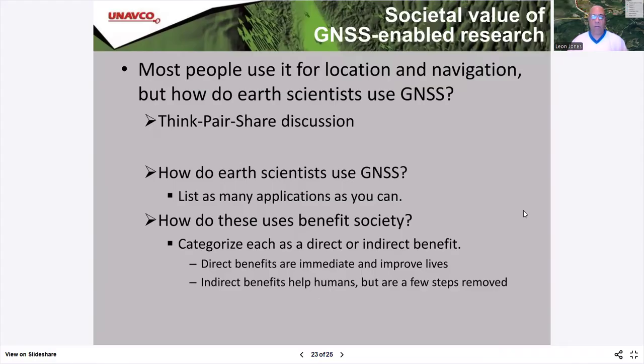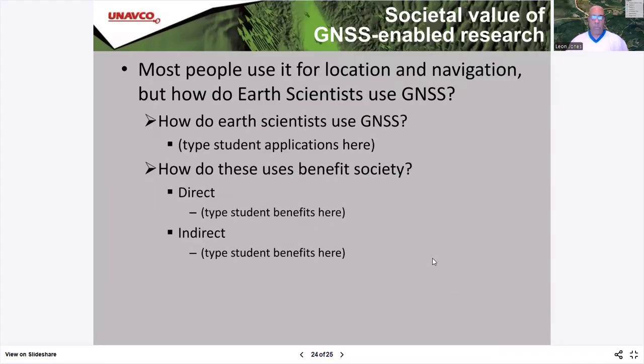Well, they basically categorize each as a direct or indirect benefit. So direct benefits are immediate and they improve lives. Indirect benefits help humans, but are a few steps removed. Most people, again, use it for location and navigation, but how do Earth scientists use GNSS? Well, I just gave it to you. Direct and indirect.